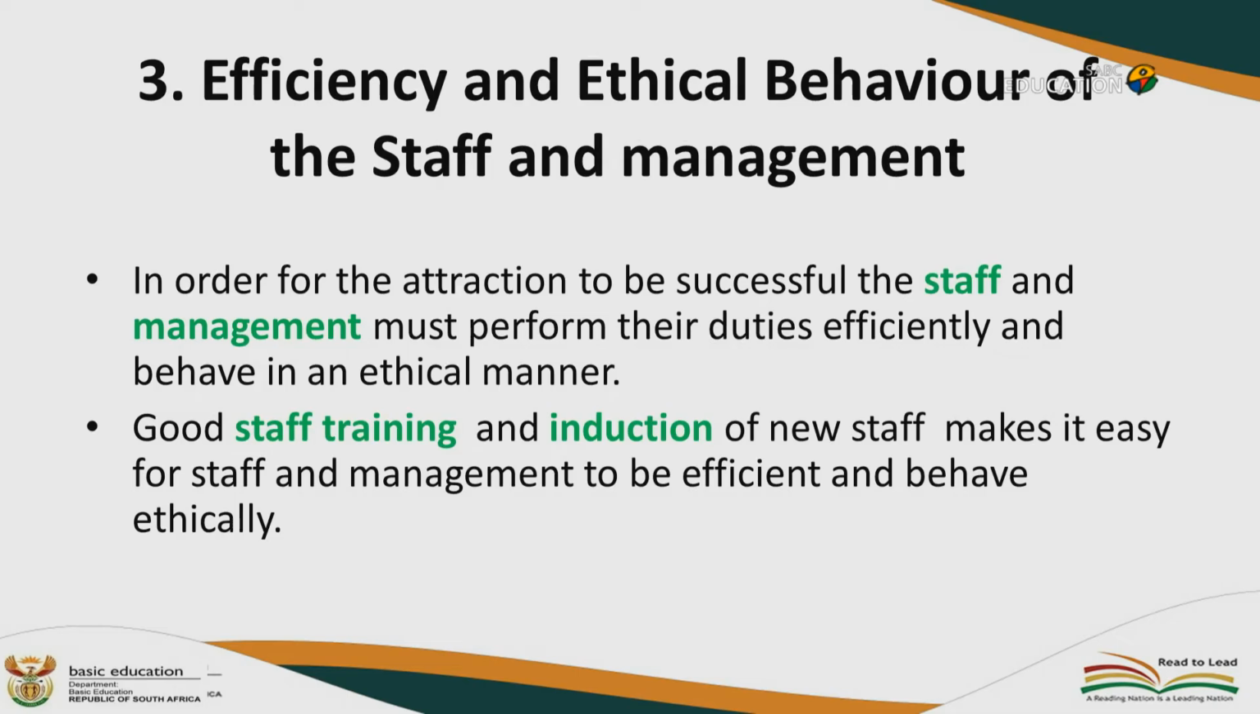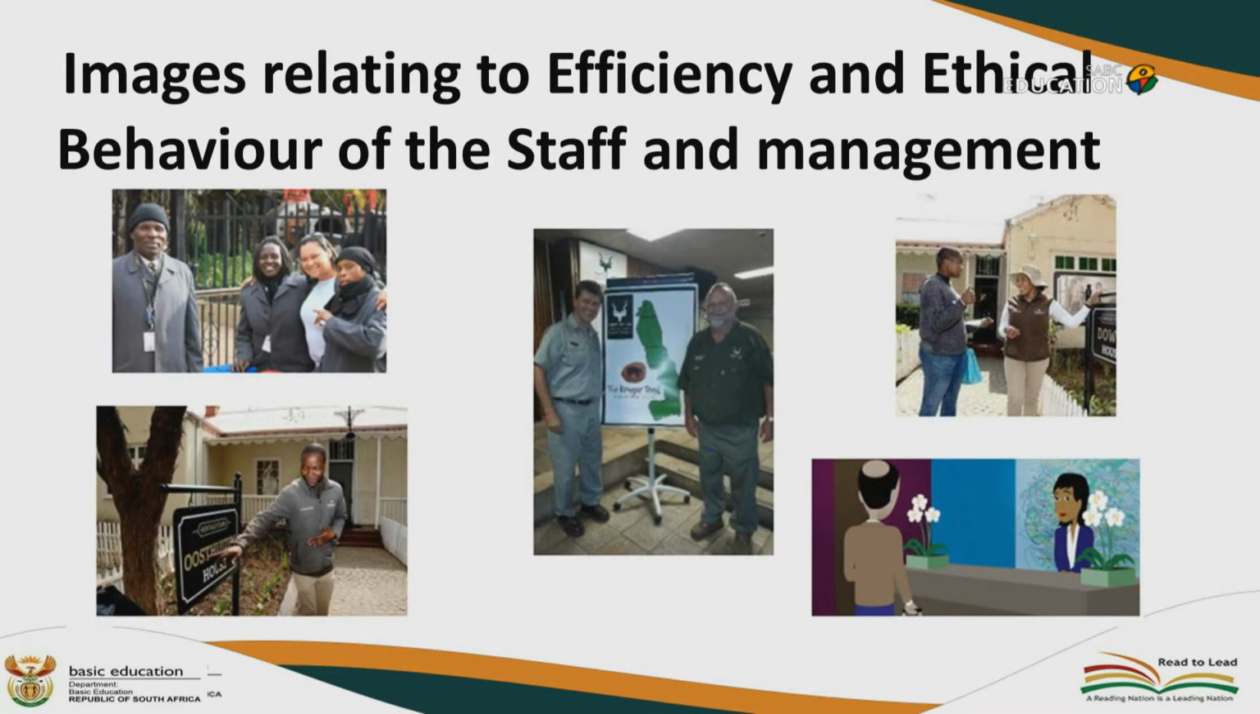And then we've got the third factor, which is efficiency and ethical behavior of the staff and management. In order for the attraction to be successful, the staff and the management must perform their duties efficiently and behave in an ethical manner. So if you want your attraction to be successful, your staff and the management must perform their duties efficiently, and they need to behave in an ethical manner. And then good staff training and induction of new staff makes it easy for staff and management to be efficient and behave ethically.